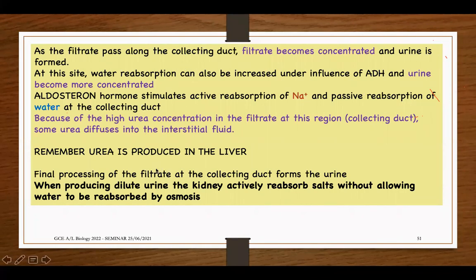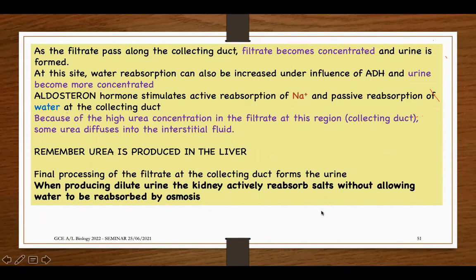So the ADH and aldosterone hormones will help in making the blood more concentrated, or the urine more or less concentrated. Aldosterone hormone stimulates active reabsorption of sodium and passive reabsorption of water. Because of high urea concentration in the filtrate, some of the urea might even diffuse into the interstitial fluids. If they ask you in which site urea diffuses into the interstitial fluid, that is in the collecting duct. And remember, urea is not produced in the kidney, it's produced in the liver.